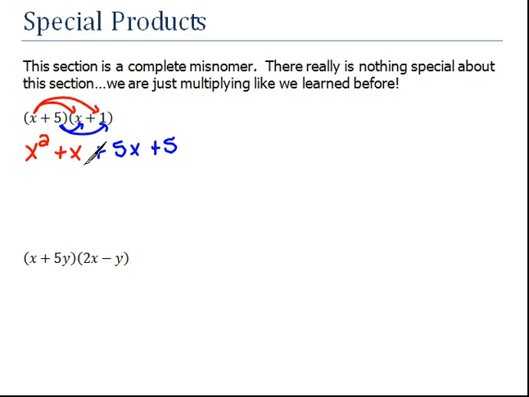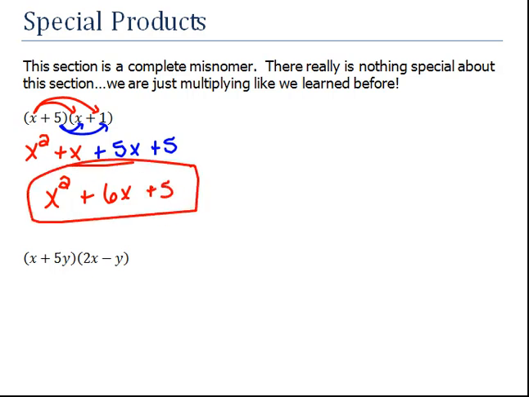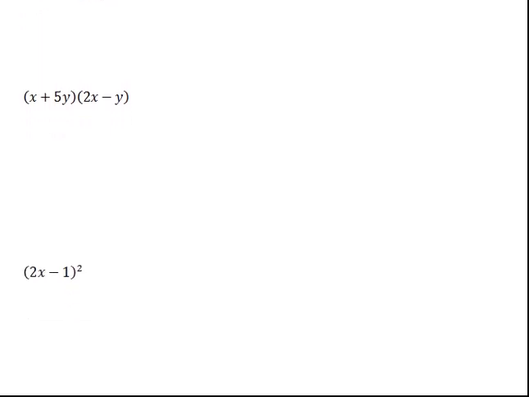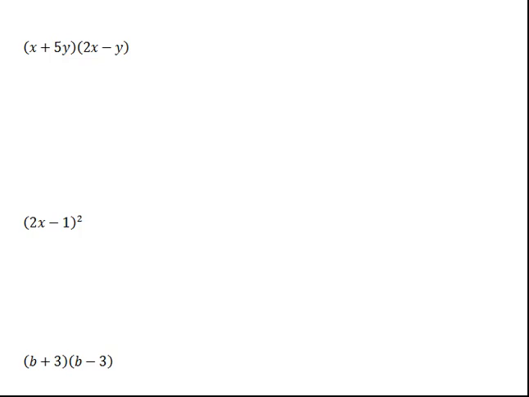Now we can collect our like terms. So we have x squared plus 6x, because these two will combine, plus 5. This is our final answer. Now, we could have done that using some special pattern, but I would really rather that students learn how to distribute and how to multiply, and just let the answer be what the answer is. After you've done enough of these problems, you can start to see some patterns as we go along. But I really think that for right now, the best thing to do is just to learn to multiply.